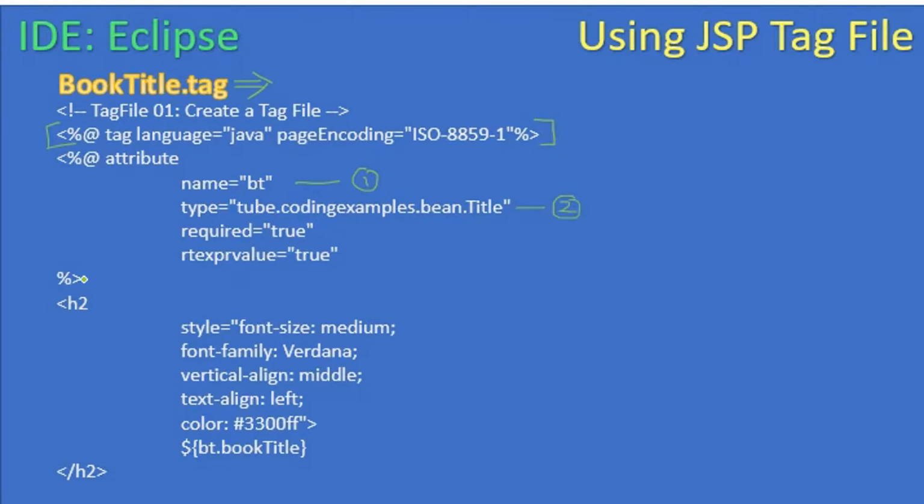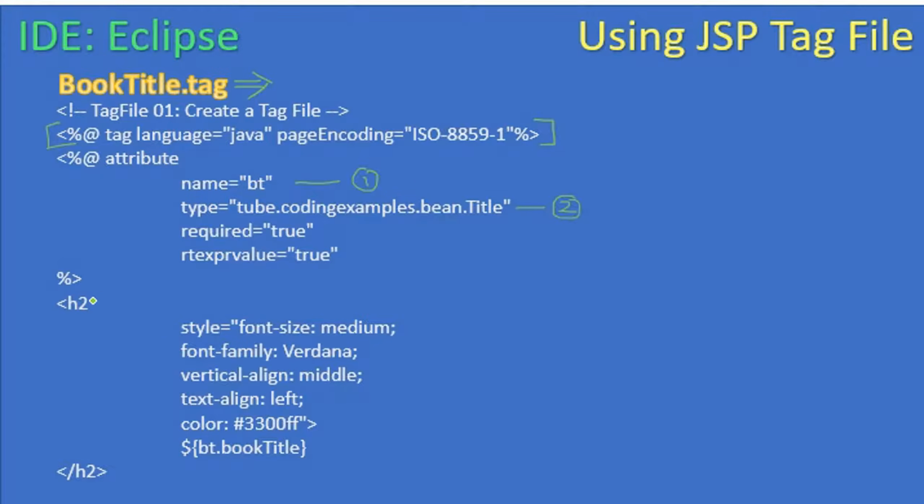And once we specified the attribute, you can see how, from the JSP coder point of view, the JSP coder says that this is my tag book title, and I will expose one attribute called BT, and I expect this will be the type of the coding example bean package and TitleBean. So that's what I am defining. So the attribute BT will receive the TitleBean.